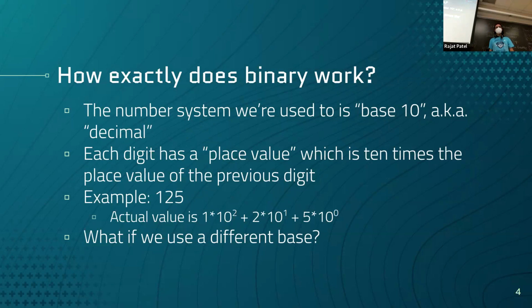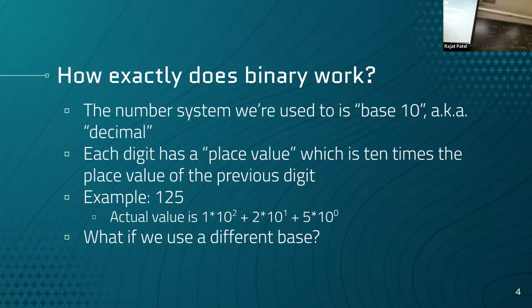So the number system we're used to is called base 10, which is also called decimal. Every digit has a place value, which is 10 times the value of the previous digit. Place value here means how much that digit is worth. For example, if we have the number 125, the 5 has a place value of just 1, because it's in the ones position. So that's 5 times 10 to the 0, which is 1. 2 has a place value of 10 because it's in the tens position, so we'd say we have 2 times 10 to the 1, or 20.